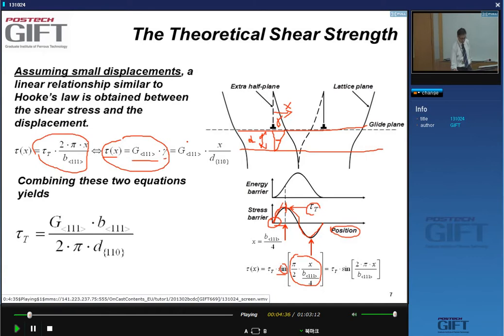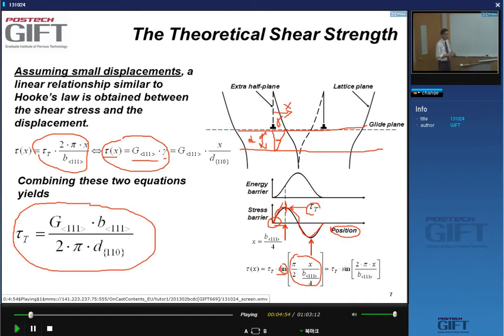So if I assume these two things, that Hooke's law applies, and that I can simplify this sine function simply by the argument, I find this. This tells me what is the shear strength, or it approximates the theoretical shear strength for alpha iron here. So what is important here is it's dependent on the ratio of b over d. So it means that this theoretical shear strength will be proportional to the Burgers vector. The larger the Burgers vector is, the larger the shear strength, and the larger the interplanar spacing is, the lower the theoretical shear strength is.